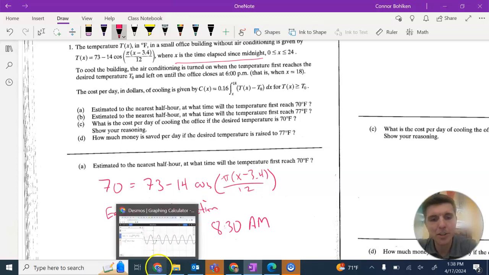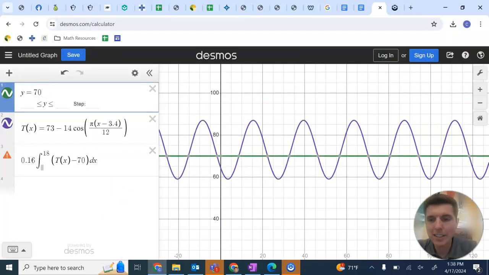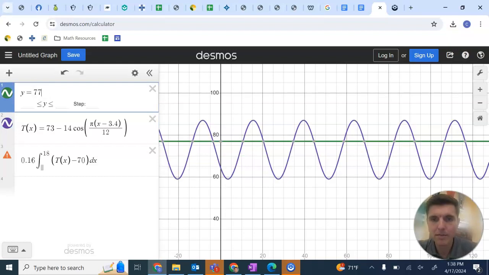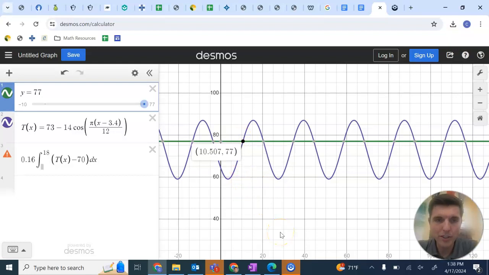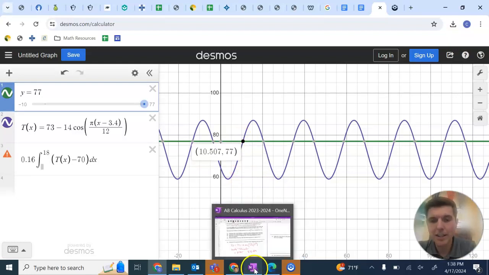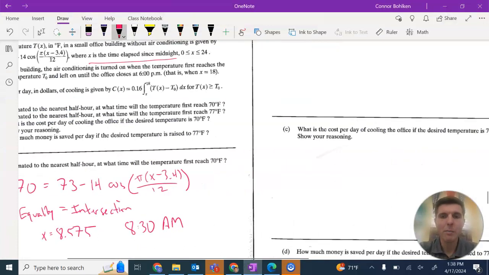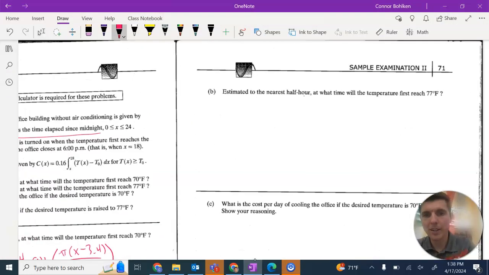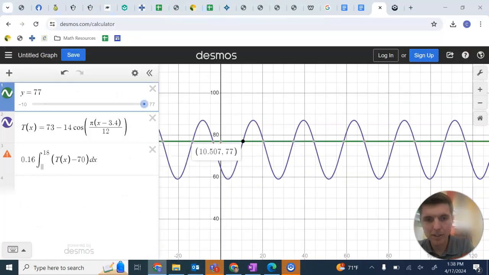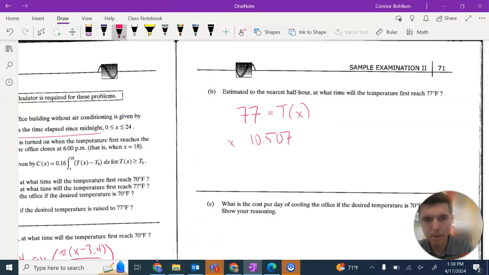And then part B is the exact same question, just with a different temperature. So go back to your Desmos graph or your calculator. Instead of graphing 70, I'm going to graph 77. And look for that intersection. 10.507. Which is just 2 hours later. So it's not anything too crazy once you write it out. But so part B, my solution, I would definitely need to write this equation still. When does 77 equal T of x? At about 10.5 hours. 10.507. Or at 10:30 a.m.